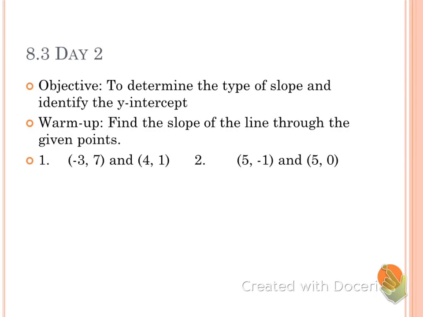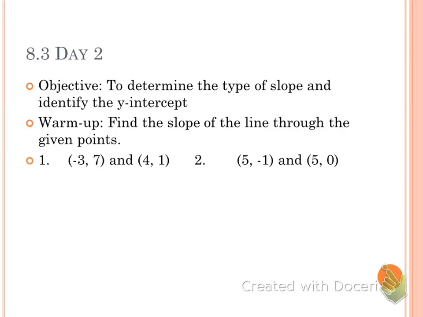Today we are doing day 2 of section 8.3. Our objective will be to determine the type of slope and also to identify the y-intercept from graphs of lines. So we kind of did a small warm-up already with that slope worksheet where we found rise over run. On these warm-ups we're going to find slope using the 2 points.